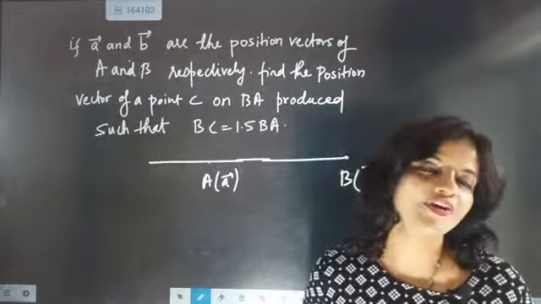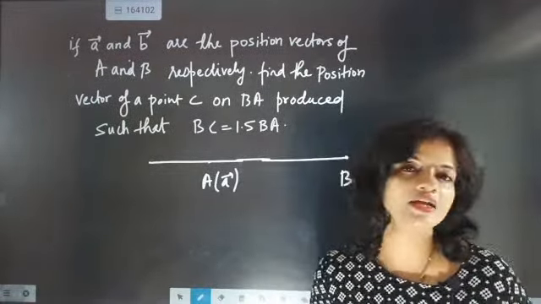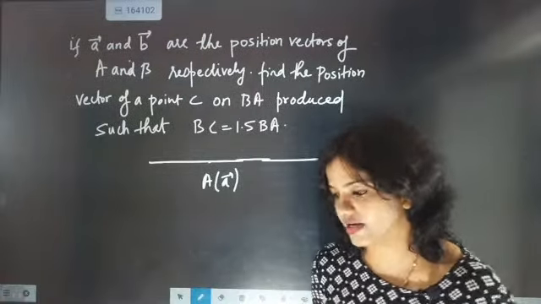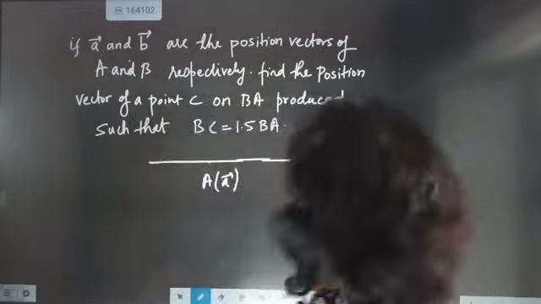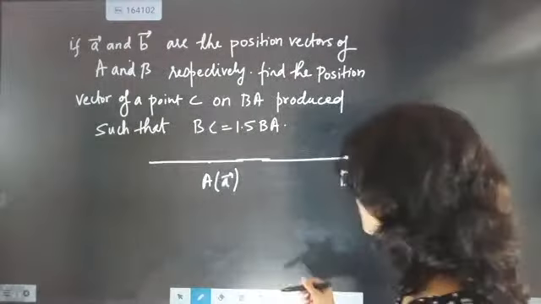We will take the position vector of C as C vector. After that, we don't know what we have to do. So what is exactly given to you? First, encash that information. The information given to you is BC is equal to 1.5 BA.